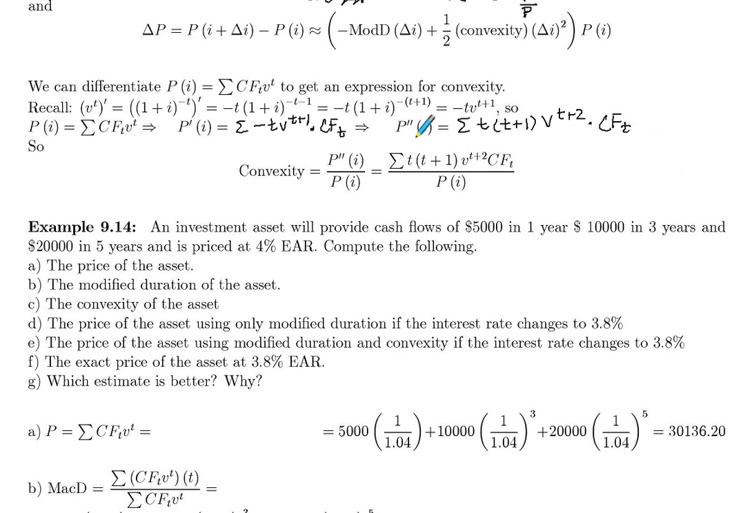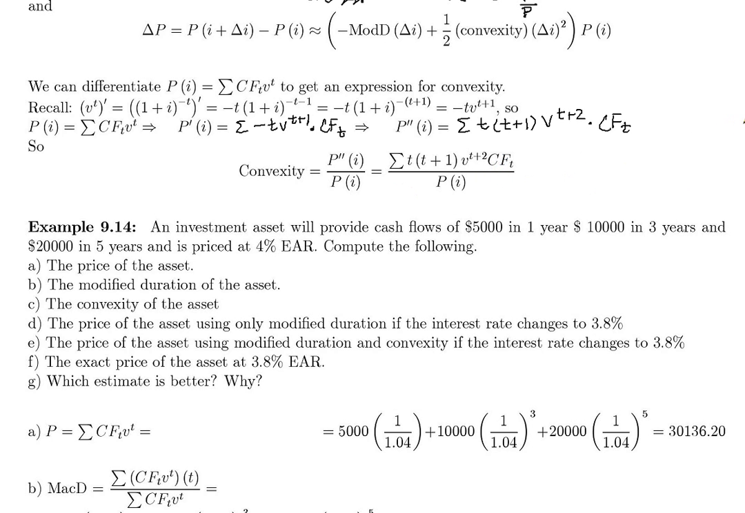So there's an expression for p double prime. Then convexity, by definition, is p double prime over p, which is going to be the sum of (t plus 1), v to the t plus 2, cash flow at time t. That's this expression for p double prime. And then divide by price. Okay, so sometimes this formula will come in handy if you're asked to compute the convexity for a particular investment.